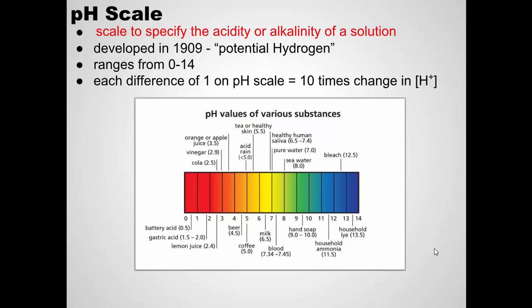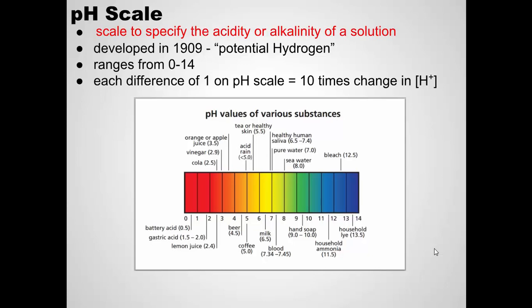So each whole number step is actually a 10-fold increase. It's an exponential scale. So if you go from a pH of 6 to 5, the 5 is 10 times more acidic than 6. And 4 is 100 times more acidic than 6. So it's an exponential scale.